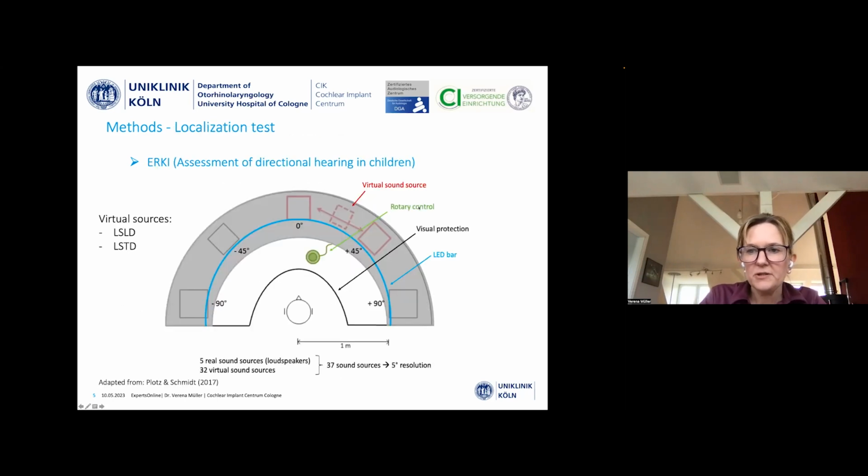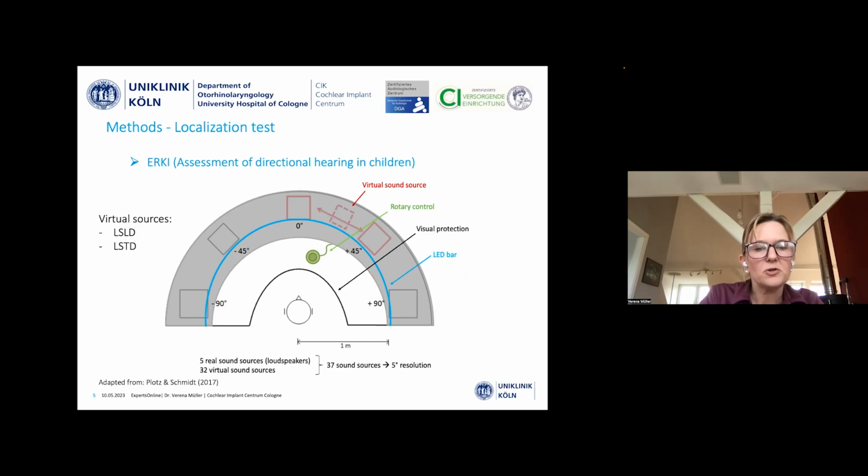For the localization test, we used the AIR-key, that's the abbreviation. It's the assessment of directional hearing in children. And here you can see the setup. You have 5 real loudspeakers from minus 90 degrees to plus 90 degrees, arranged in a semicircle in front of the patient. The radius is 1 meter, but we are not using only those real loudspeakers.